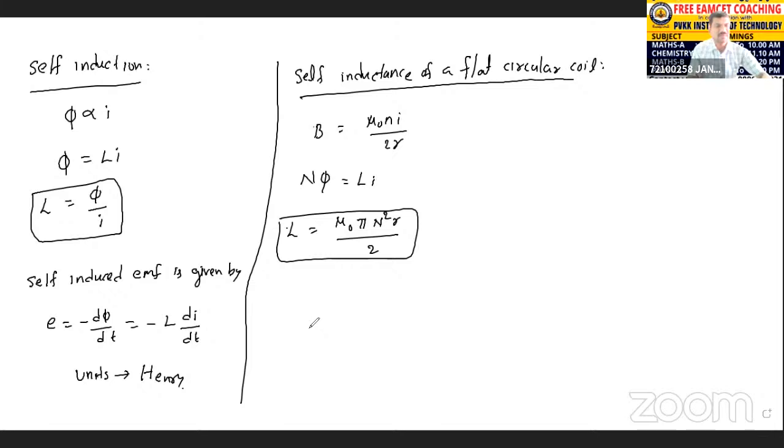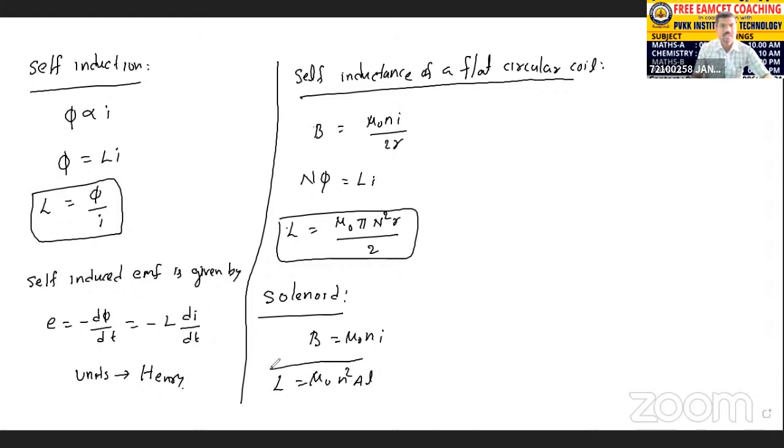Next, self-inductance of a solenoid. In this solenoid, we know the magnetic induction B is equal to mu naught Ni. Self-inductance is L, so L is equal to mu naught N square into AL. Now discuss mutual inductance.